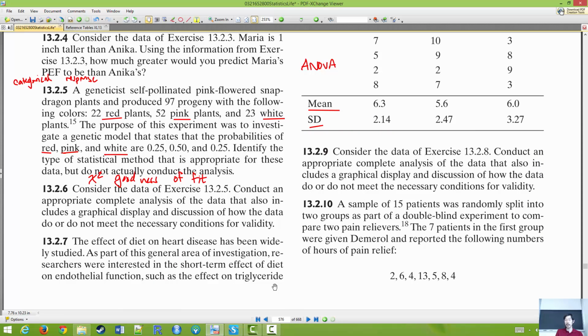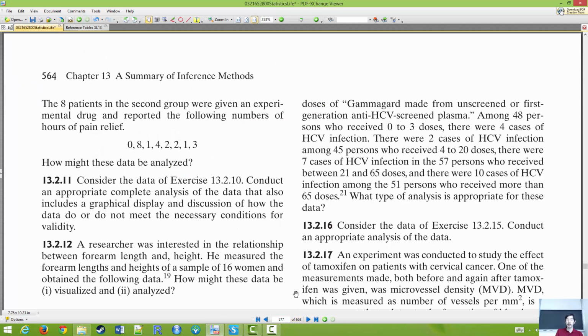So that would be a numeric response. And what would our predictor be? Yeah, categorical. Okay, so our response is numeric: how many hours of pain relief? And our predictor is categorical. It's which drug did they receive?